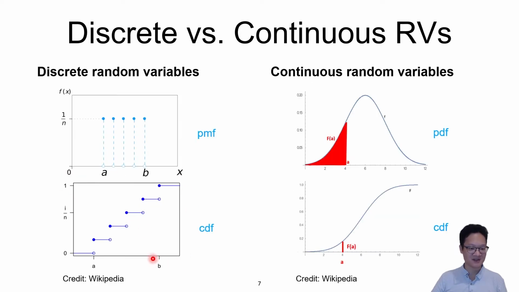And on the bottom, we have the CDF, the cumulative distribution function, which tells us the probability that the variable takes on a value less than or equal to whatever argument we plug in. So for example, the value here tells us that the probability that the random variable takes on a value less than this particular value would be equal to i over n, because we're adding everything before.